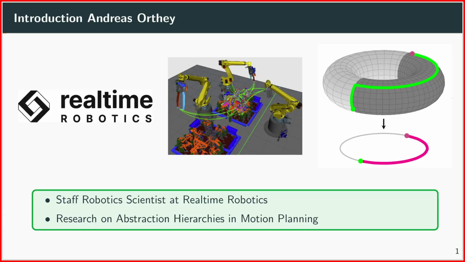And this torus here shows a simplification from a torus to a circle, and this is something which we will look at in one of the last lectures when we also talk about multiple robots, and we will see what kind of problems we have when the configuration space becomes super huge. Okay, that's all what I wanted to say about myself.